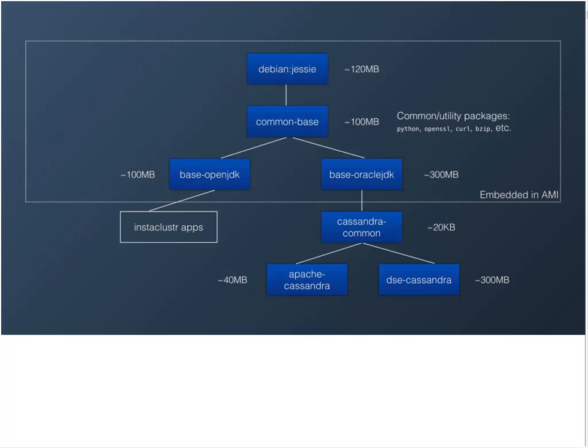And then we've got a JDK container for each of the distributions, OpenJDK and Oracle. And then on the Oracle one, we've got a Cassandra common image, which includes a few config files, extra libraries and whatever that are used by both DataStax and Apache. And then we've got an image that contains Cassandra from the Apache project and Cassandra from DataStax. And then we can selectively deploy whichever one our customers ask for.